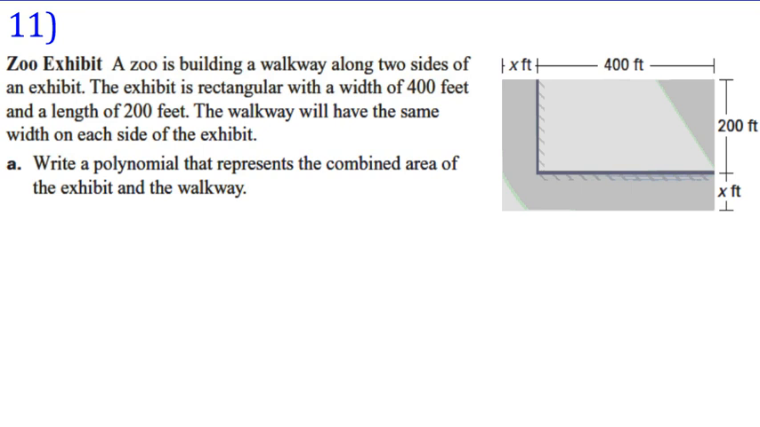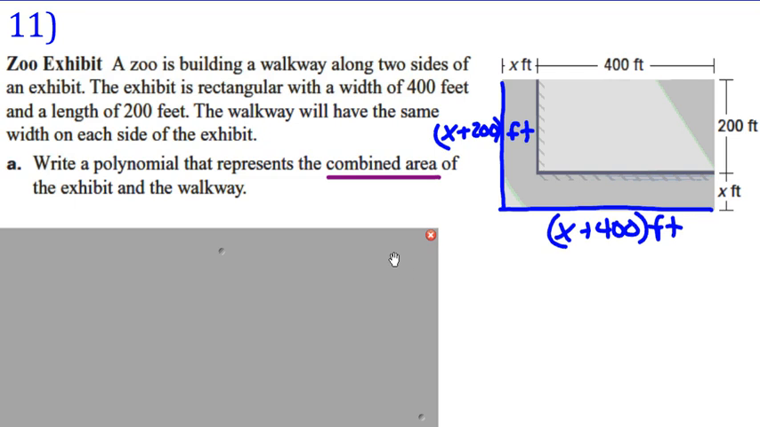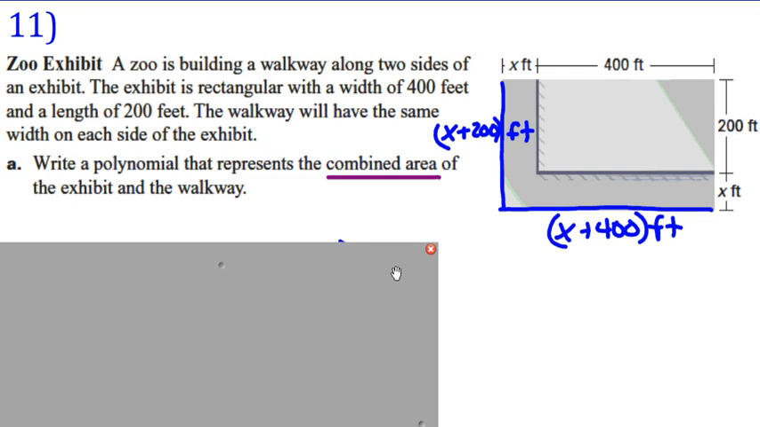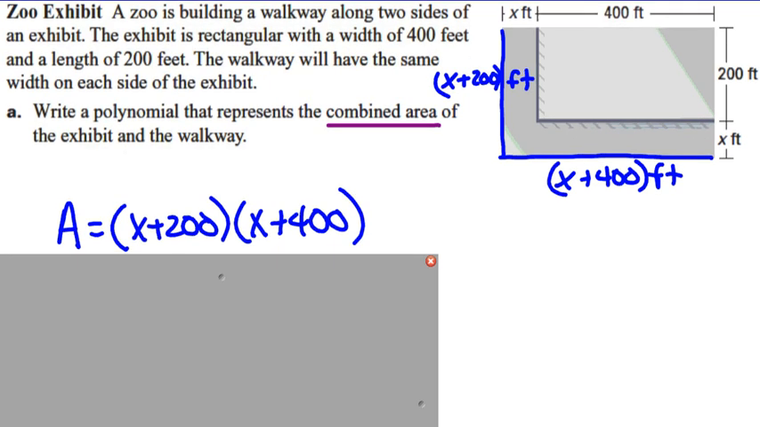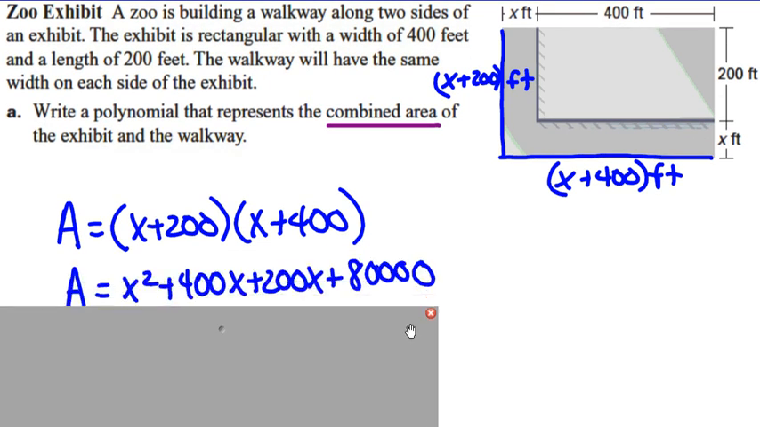We want the polynomial form. So what we have to do is actually multiply those items together. So we're going to distribute like we've done in the past. So we take x times x, x times 400, 200 times x, 200 times 400 to see what results. And we end up with this. Notice again, you have some like terms that you can combine. So we could have x squared plus 600x plus 80,000.